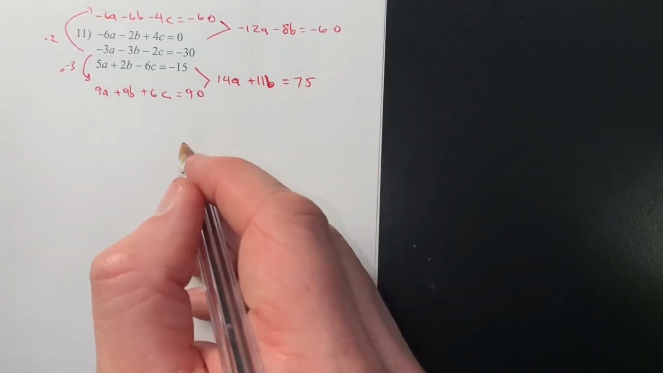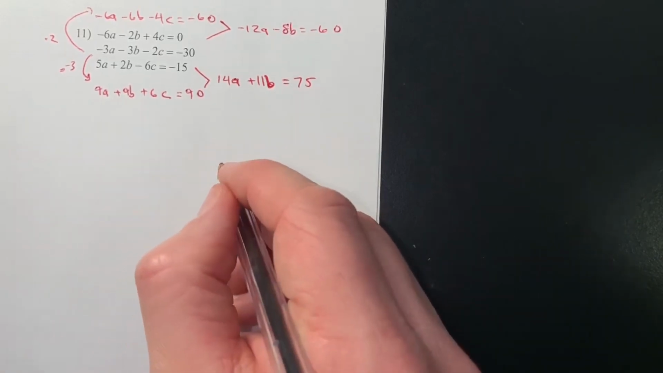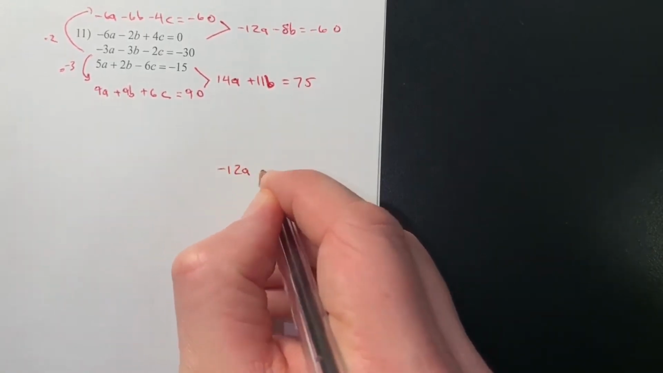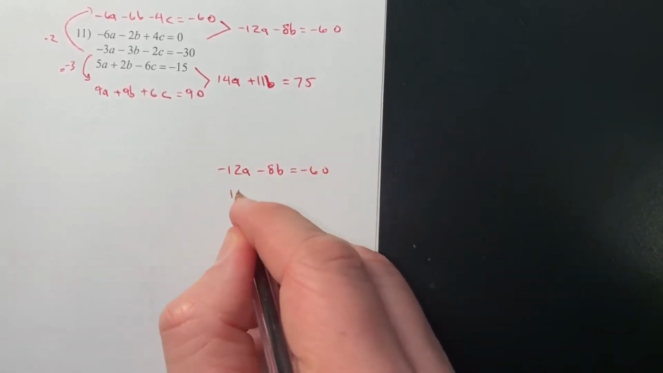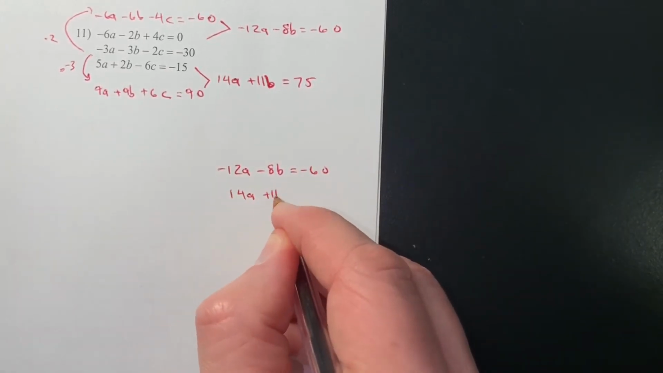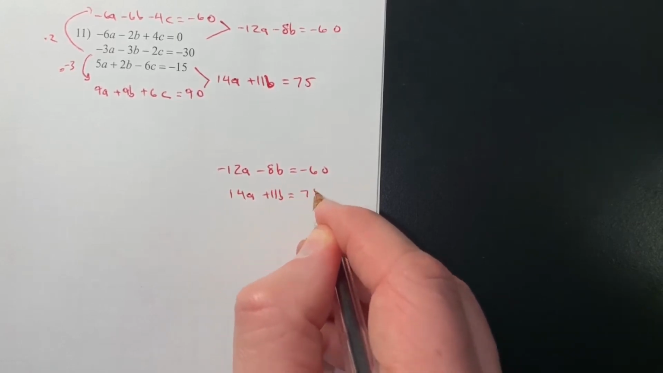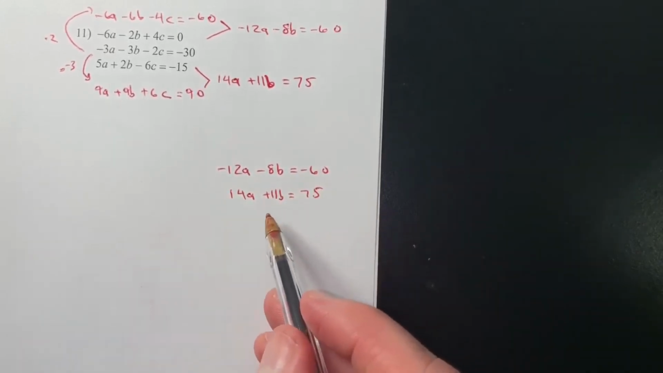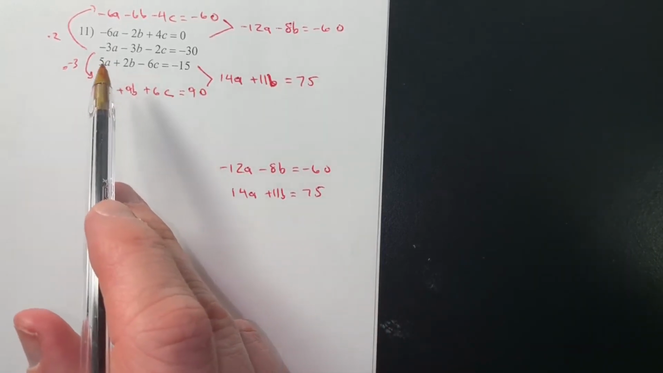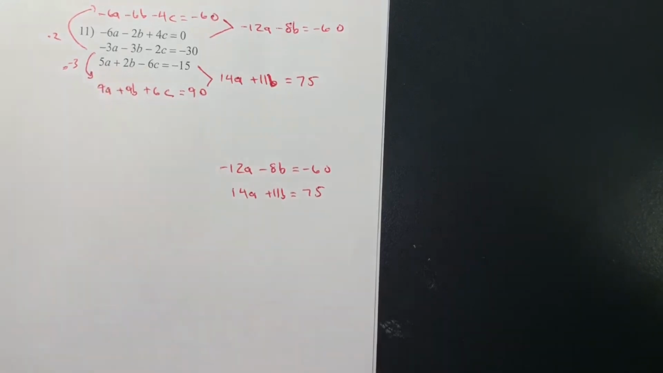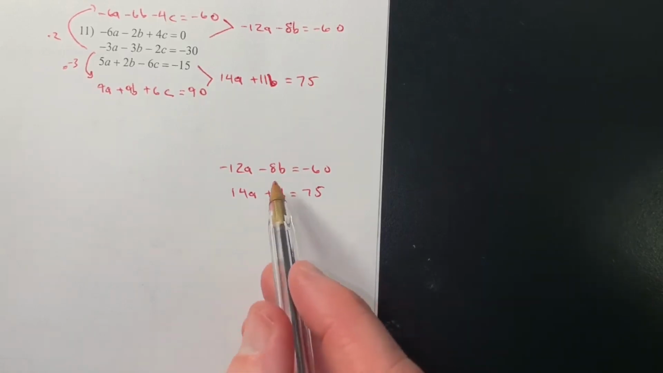So this is my 2 by 2 system. I'm going to rewrite that system down here. Negative 12a minus 8b equals negative 60. And 14a plus 11b equals 75. Okay, so I'm going to solve this system of equations to find a and b. And when I'm done with that, I'll go back up to the original and plug into one of those three equations to get c. So in order to eliminate, I think the easiest is going to be b's.